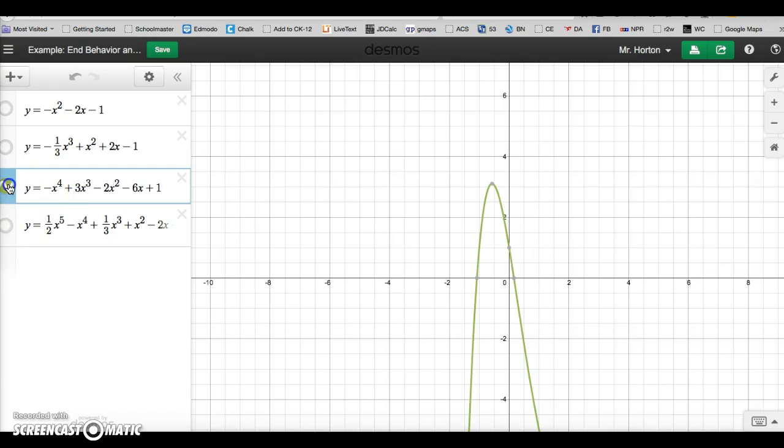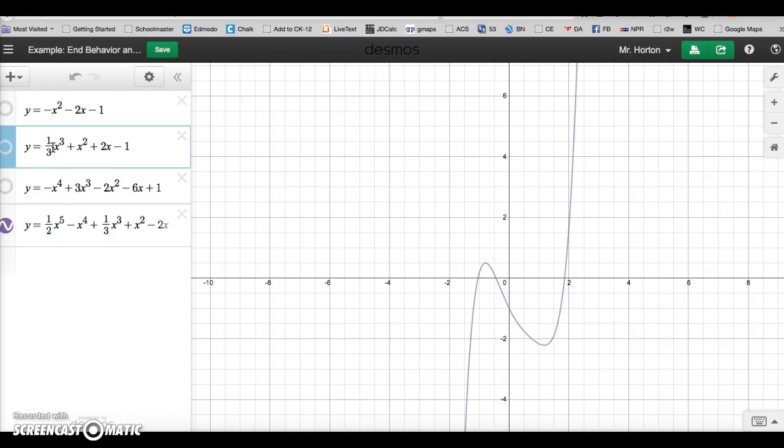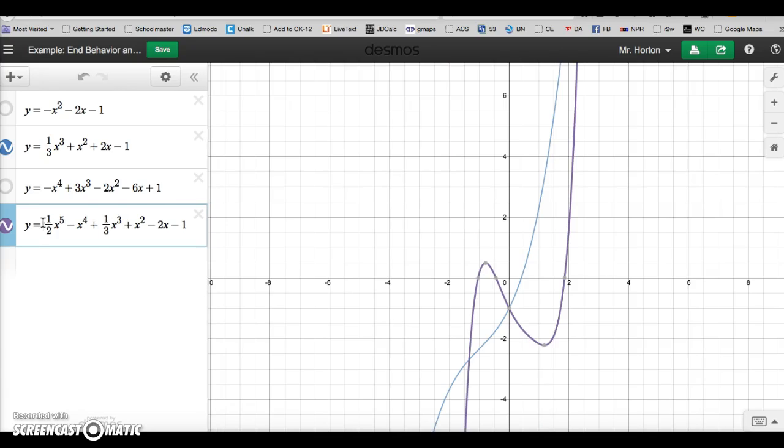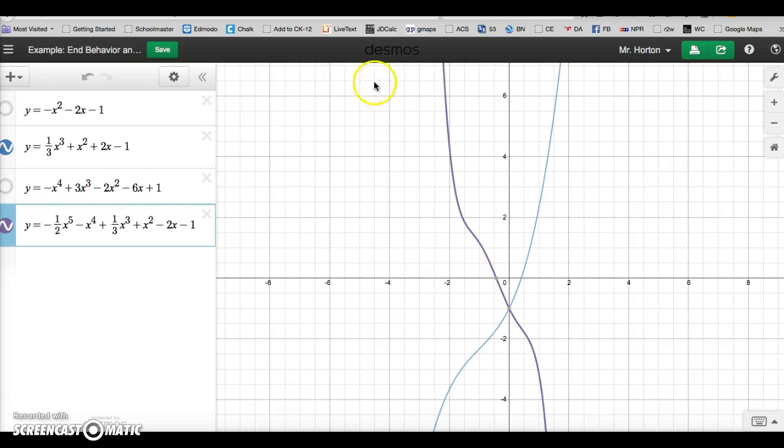And then finally, we'll look at a fifth degree function. And again, we should have concluded yesterday that odd degree functions would be down and then up, just like our third degree one. So down and then up. And again, if we change the sign on this, it's going to flip. Notice what that does. Instead of down and then up, it's up and then down. So making the leading coefficient, or the a term, negative changes the direction of your end behavior.